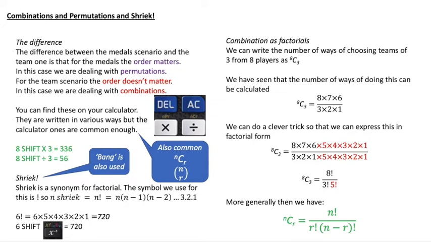So more generally, we can write any combination, nCr, as n factorial over r factorial, n minus r factorial. So notice the n minus r there, the 5 factorial above comes from 8 take away the 3 that we had on the bottom. So that's why we have n minus r factorial.